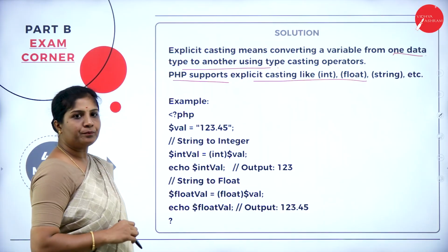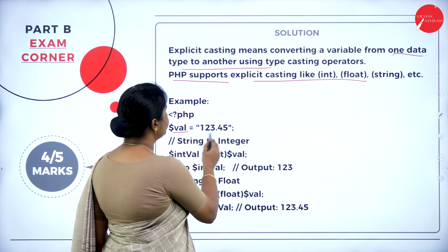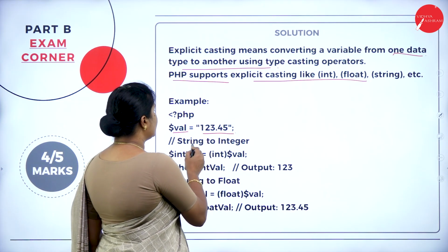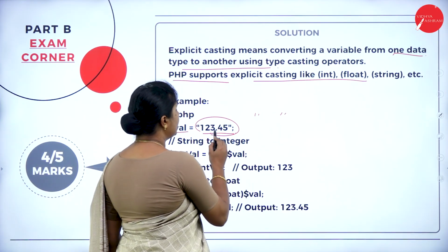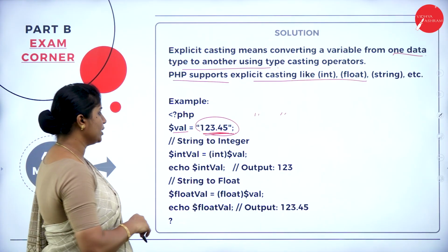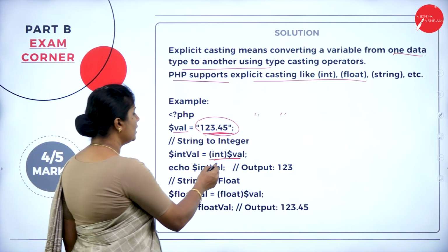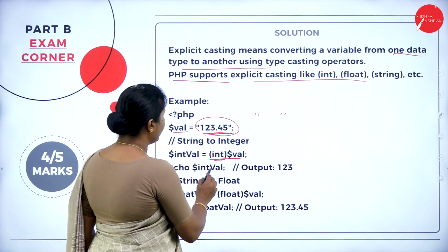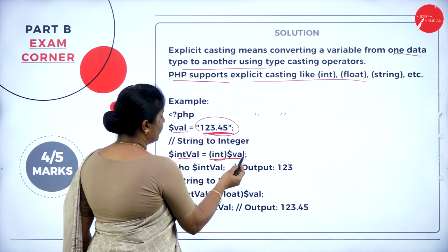So here I have an example. Here the variable I have taken is $value with the data "123.45". As I have declared it within double quotes, it is considered a string. So I need to convert the string into an integer. That's why I am explicitly converting it by putting the data type int in front of the variable. Echo intval. So this is going to convert the value, that string, to integer.